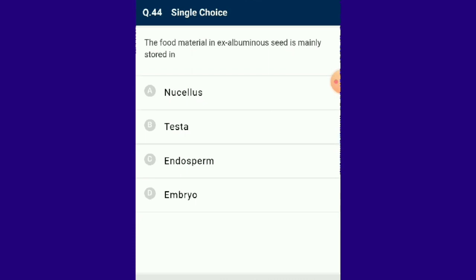Question number 44. The food material in exalbuminous seed is mainly stored in. Non-endospermic or exalbuminous seeds are seeds in which the endosperm is utilized completely. Due to the complete utilization of endosperm, two cotyledons are formed in these seeds which store the nutrients for the development of the embryo. So the answer is option D, embryo. The food material in exalbuminous seed is mainly stored in embryo.